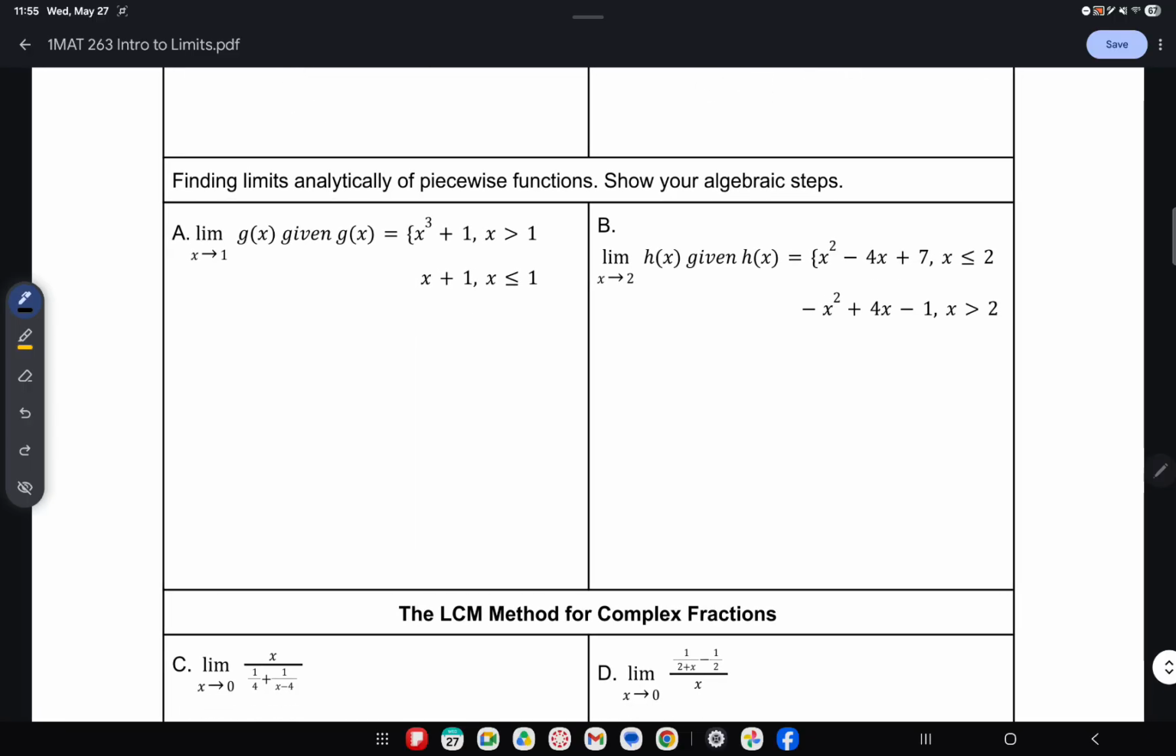Okay, find the limits analytically of the piecewise function and show the steps. All right, so we want the limit as x approaches 1. We've got two different sides: greater than 1, and less than or equal to 1. We want to check the directions, and if they're the same, then the limit exists. So from the left of 1, it's going to be the less than 1 piece, that's x plus 1. And from the right, it's going to be that x cubed plus 1.